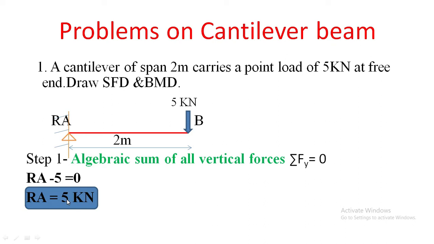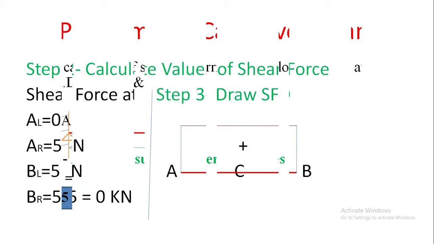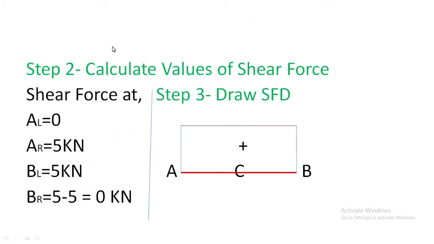We already discussed in the simply supported beam how to calculate summation Fy. Summation Fy means take only vertical forces. Then step 2, calculate values of shear force. Here we start from the left side. So first, shear force at A of left is 0, A of right is equal to 5 kilonewton, B of left is equal to 5 kilonewton, B of right is equal to 5 minus 5, which is 0 kilonewton.